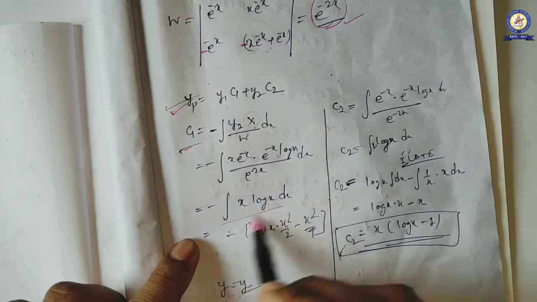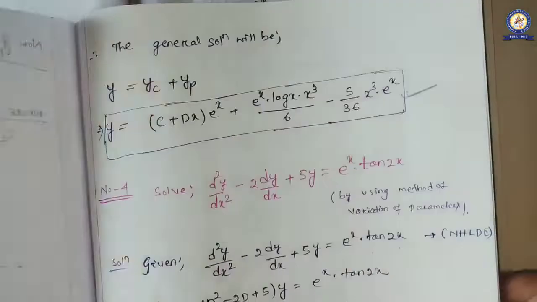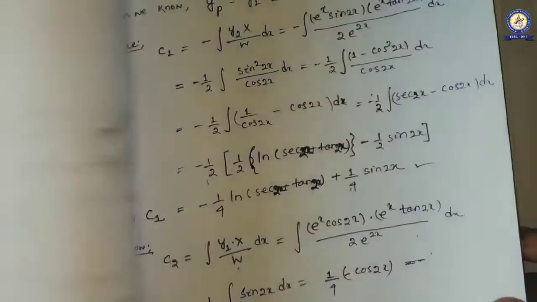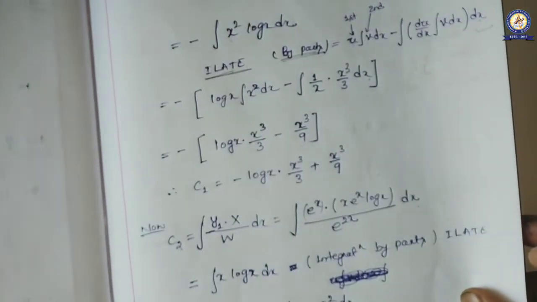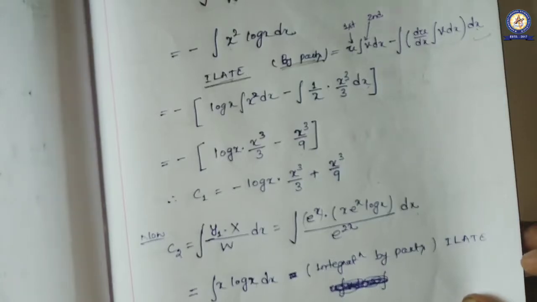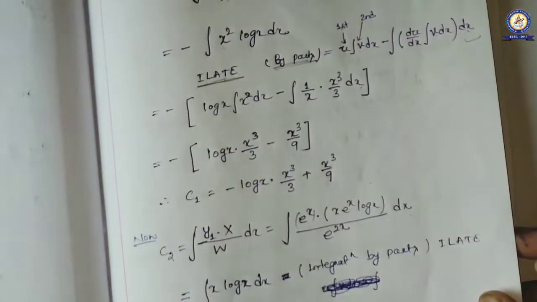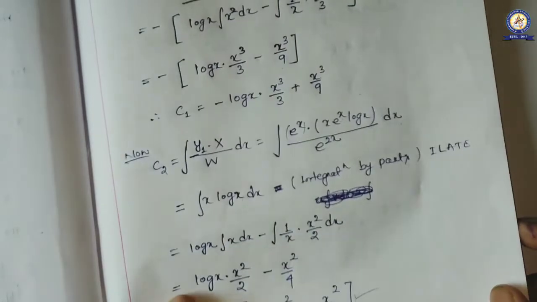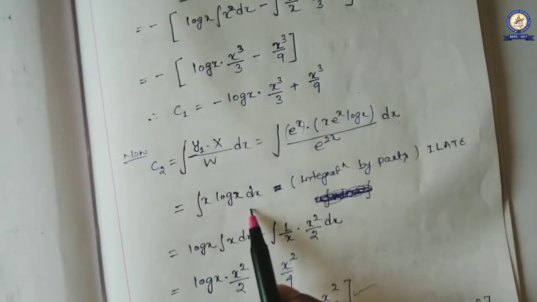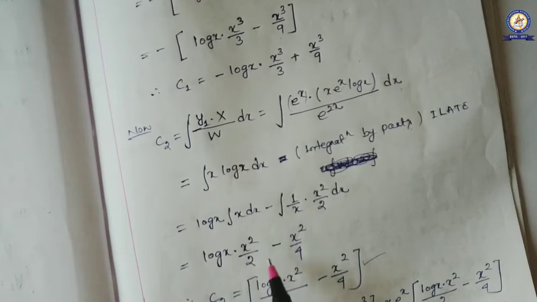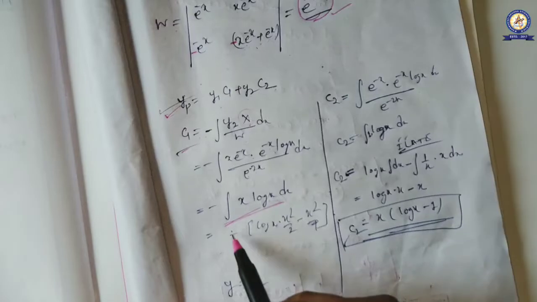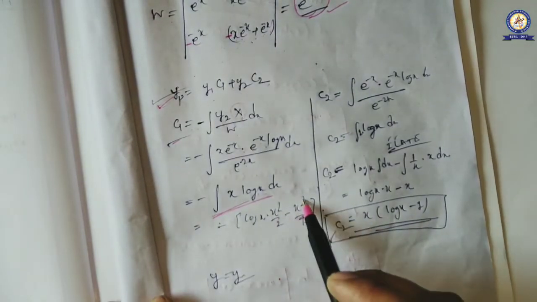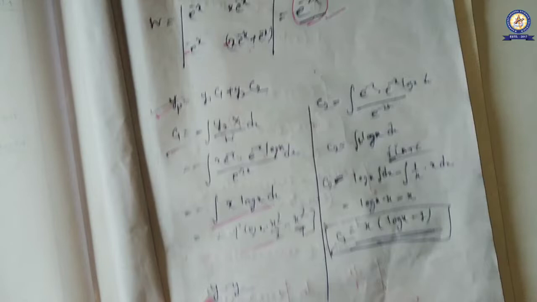The integration of x log x dx we already discussed in our last class by using integration by parts. You can check it in question number 3, the last question. There, the integration of x log x is log x into x square by 2 minus x square by 4, which I substituted directly. So this will be minus of log x times x square by 2 minus x square by 4. This is nothing but c1.